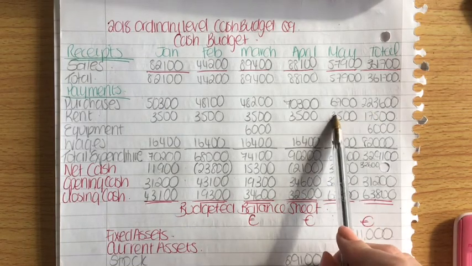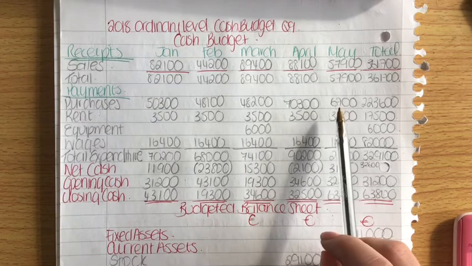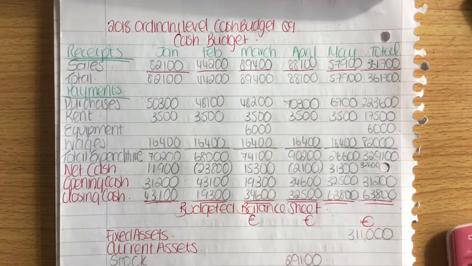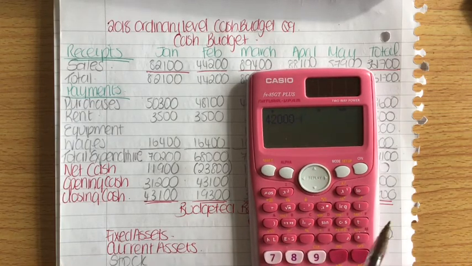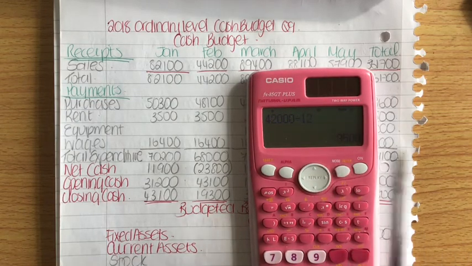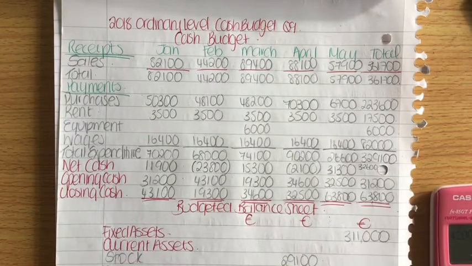Our rent then is Jack rents the premises for €42,000 per annum, payable monthly. So into your calculator, if it's 42,000 for the whole year, there's 12 months in the year, which means that we're paying €3,500 every month.